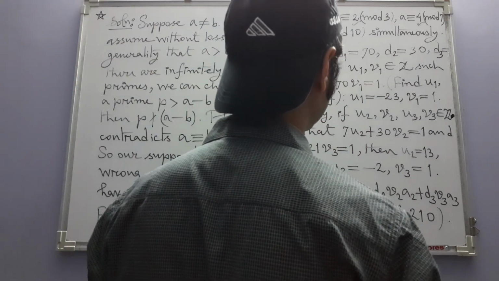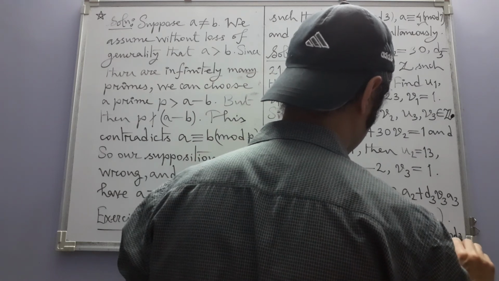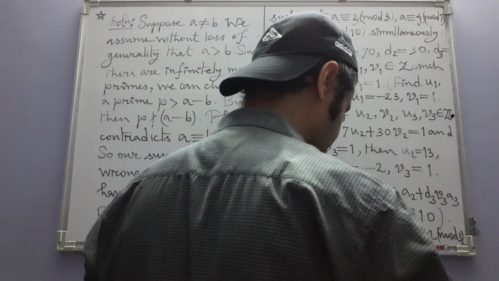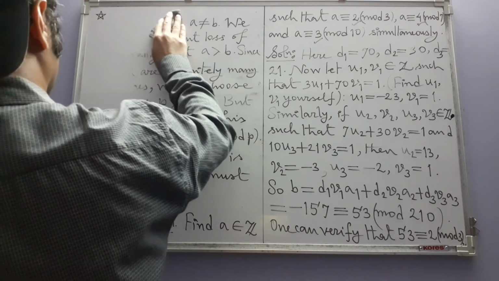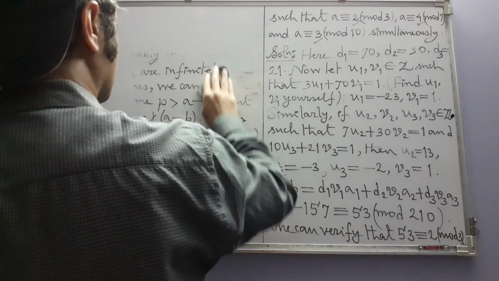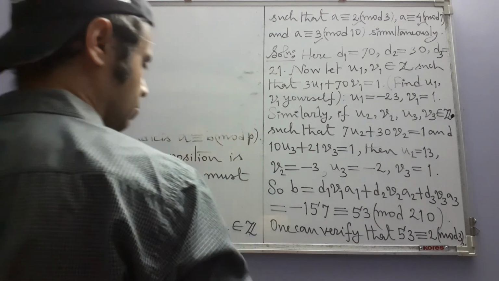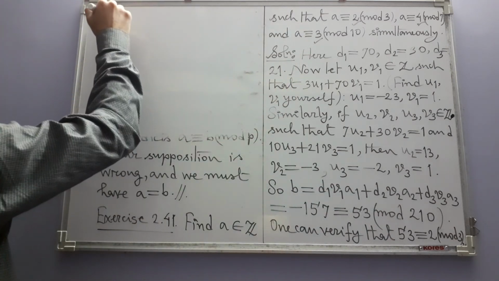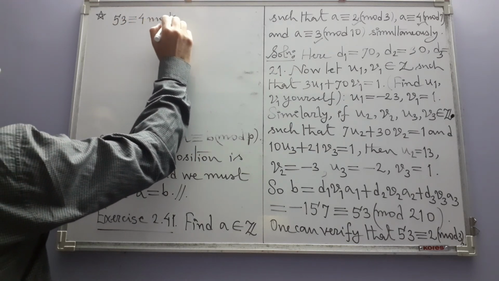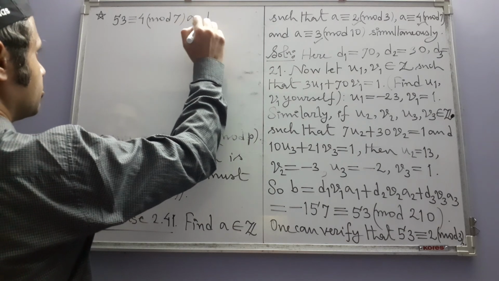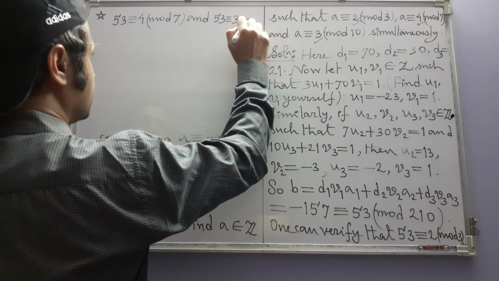One can verify that 53 is congruent to 2 mod 3, then 53 is congruent to 4 modulo 7, and 53 is congruent to 3 mod 10.